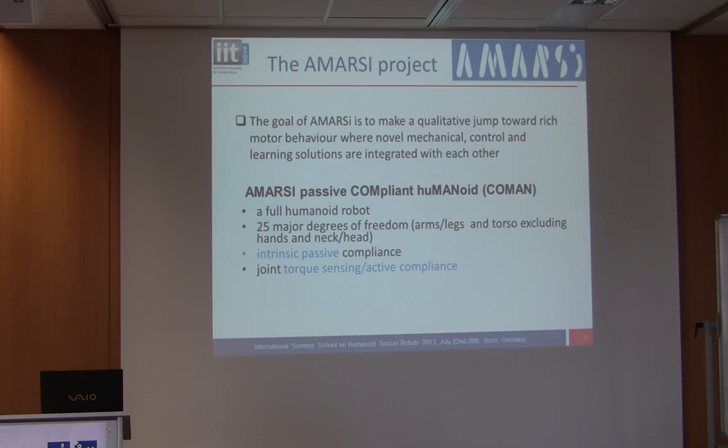And within this project, we developed the Coman humanoid, which is small scale. For those who know, iCub is basically the same size, slightly taller than iCub. It's a kind of follow-up project after the end of RoboCub that developed iCub. The size is about 1.5 meters tall. We don't have the head here, but the robot at the shoulder is about 97 centimeters. It has 25 major degrees of freedom, and it has indeed this fast compliance in the joints, and also additional joint sensing and the possibility to implement active compliance in the joints.